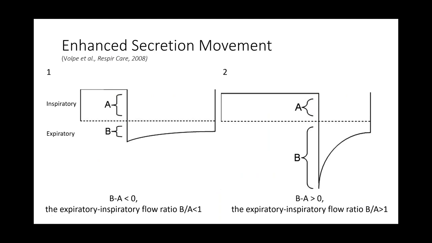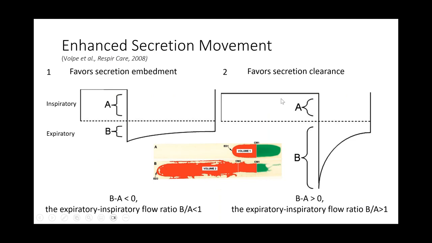And what this means clinically is that the left-hand pattern will favour secretion embedment. It will push secretions down further into the lungs, whereas this one will favour secretion movement towards the mouth and enhance secretion clearance. And this is demonstrated by where they put in their bench model the sputum here. They've provided a model that favours secretion clearance, and you can see that the secretions are moving towards the mouth, as shown here.